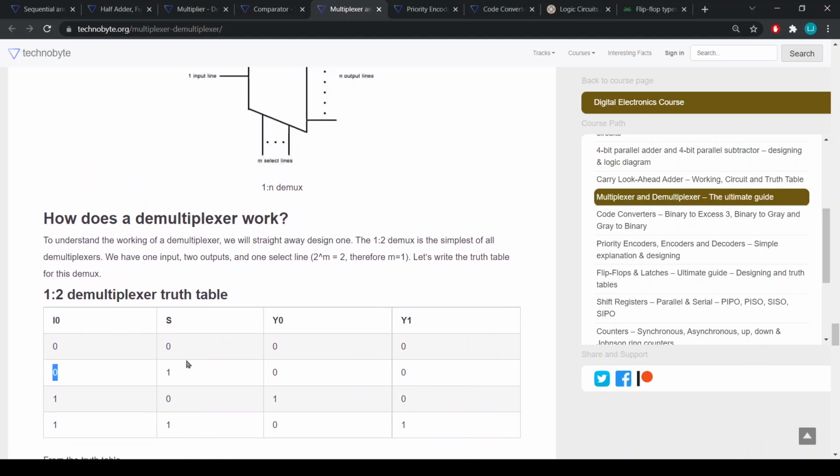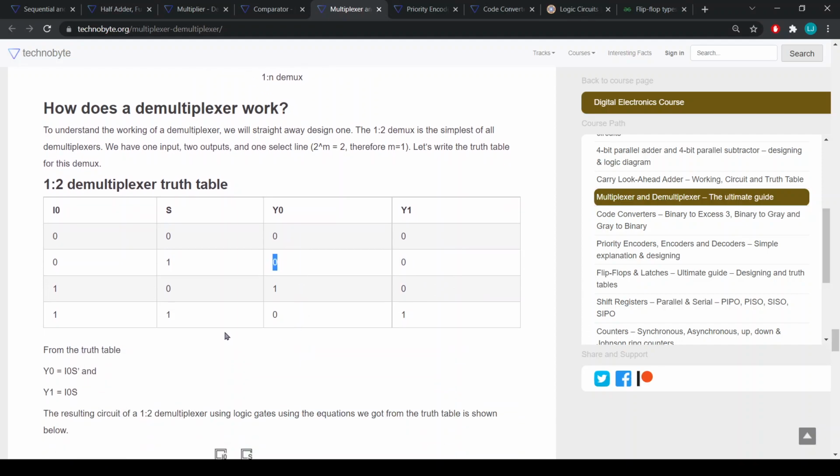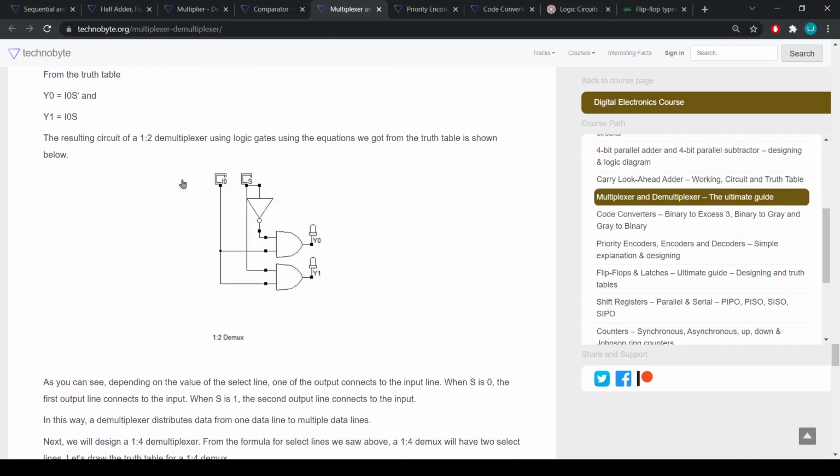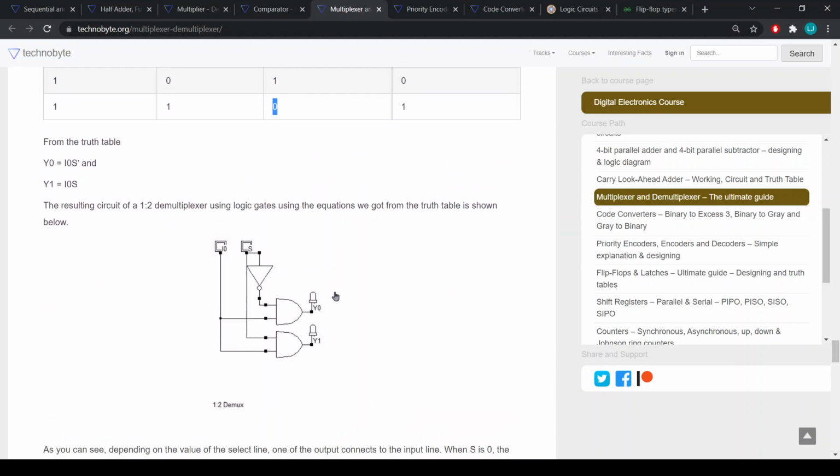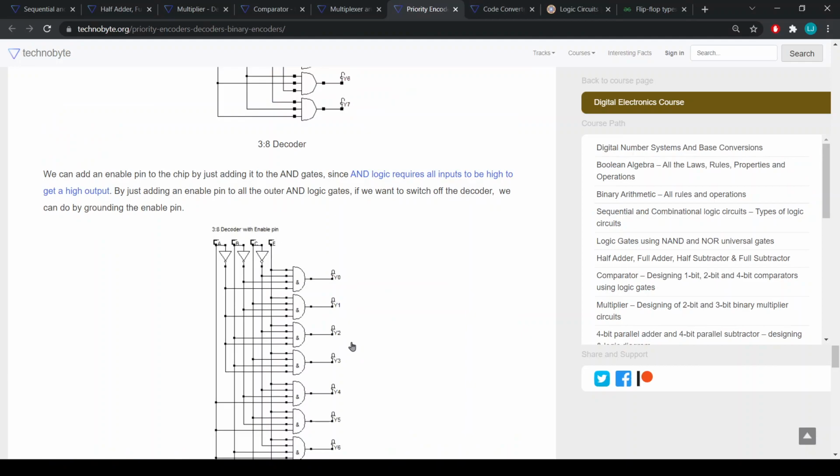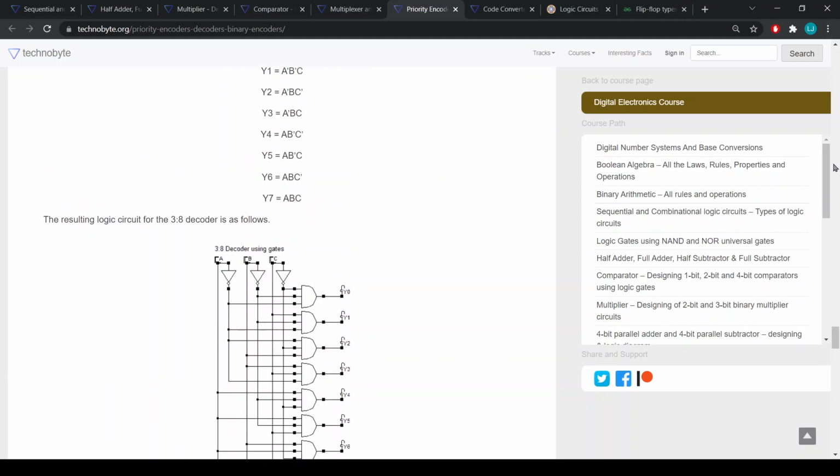If you have 0 on the one signal here, then you have 0 on Y0. And if you have 1 on the one signal, or on the y1 input, then you have 0. It doesn't know if this is really 0 or 1. So this is the combination circuit of the demultiplexer.